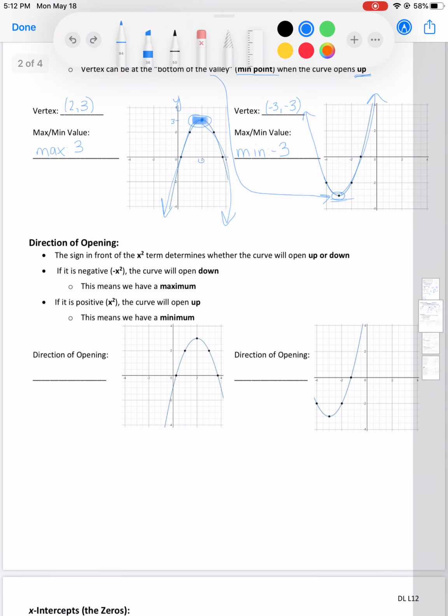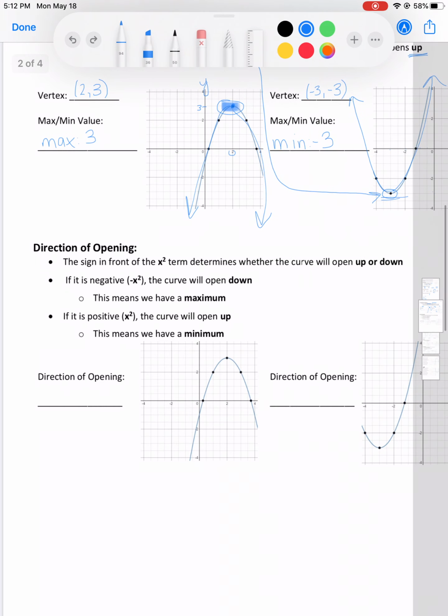Oh, super easy. The sign in front of the x squared determines whether the curve goes up or down, okay? So, if it's negative, the curve goes down. Okay. So remember, down goes like this. That means we have a maximum. So this is now starting to roll together.